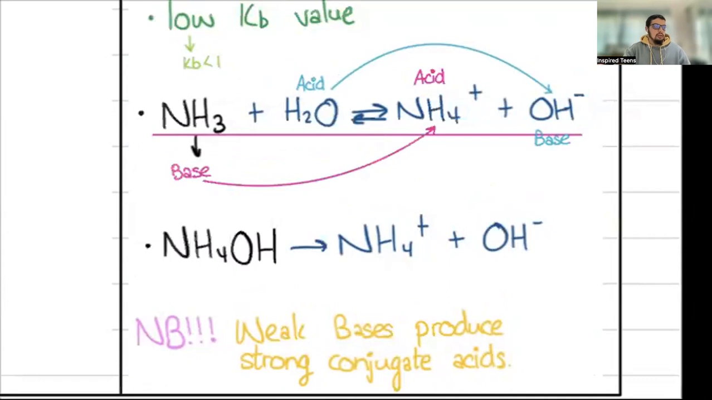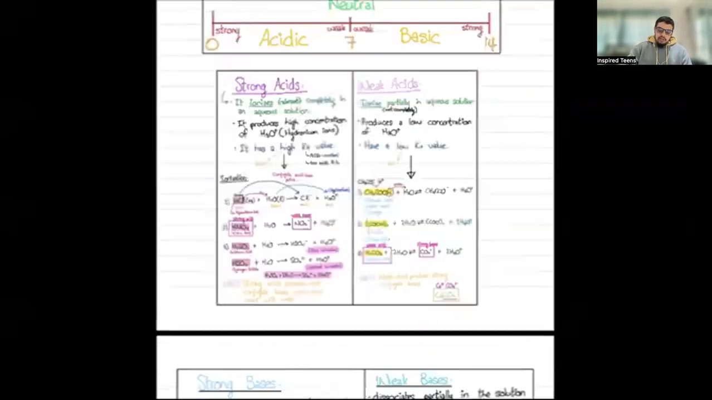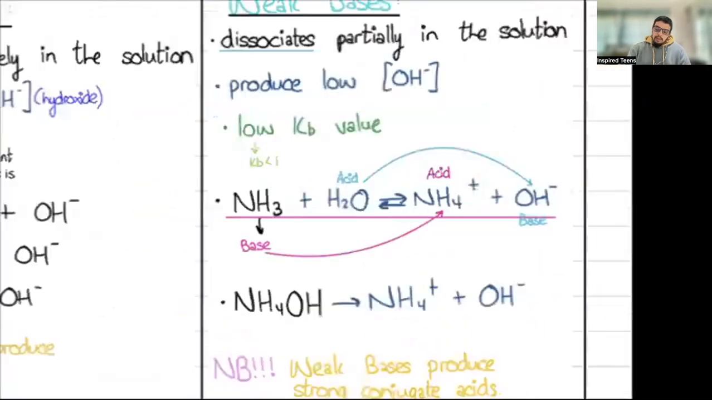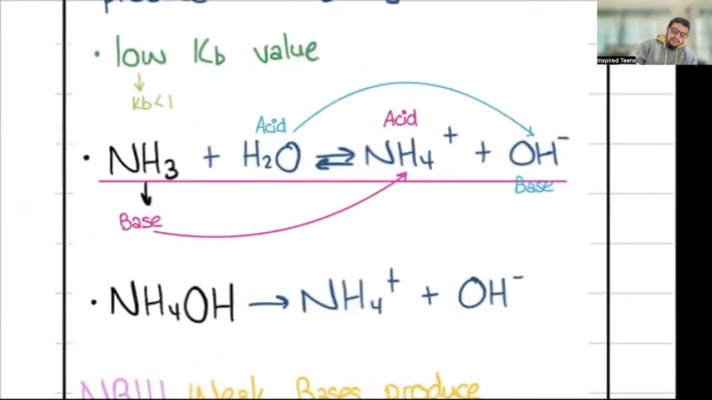So we can see the conjugate acid-base pairs here as well. NH3 is acting as a base, receiving that hydrogen, and H2O is acting as an acid. Whenever we show the dissociation of a base, H2O acts as an acid. But when we show the ionization of an acid, H2O acts as a base. That makes sense.